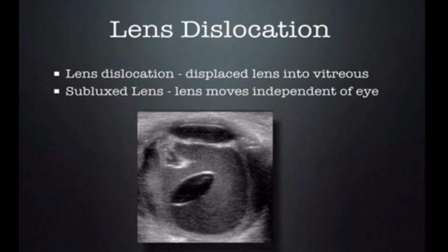Lens dislocation will occasionally be encountered. With a lens dislocation, the lens is completely removed from its apparatus and it's generally in the vitreous. As such, it's usually very easy to see because there's a lot of bleeding. We can see in this picture the hyperechoic blood surrounding the lens is very easy to see. A subluxed lens is more difficult to see as it is in its usual place when the eye is still. So you have to have the person move their eye back and forth. You'll see the lens move independent of the eye.